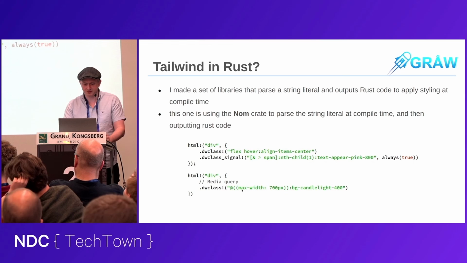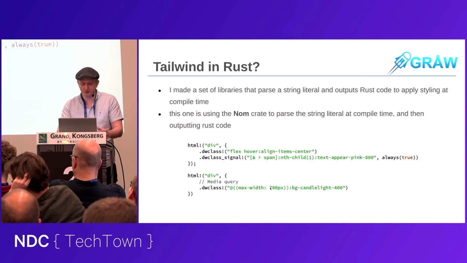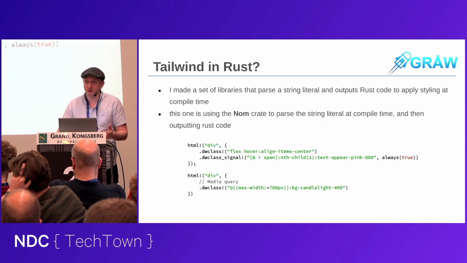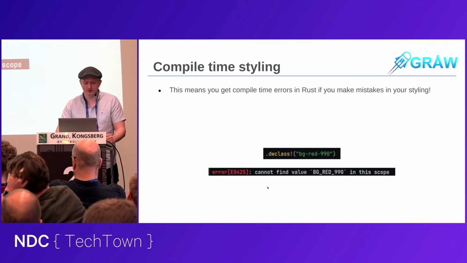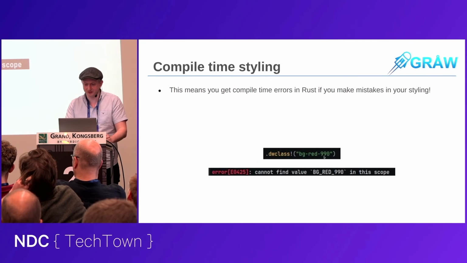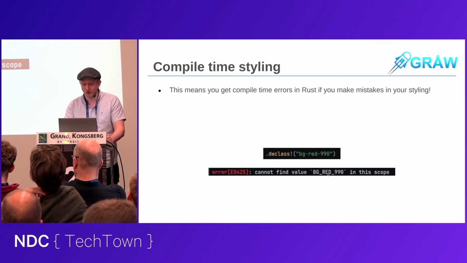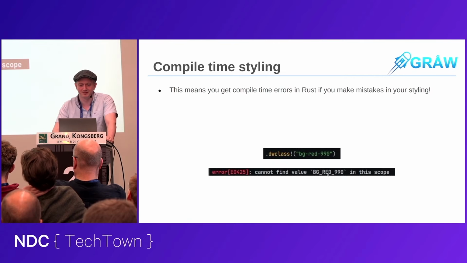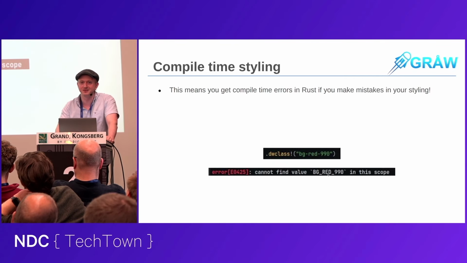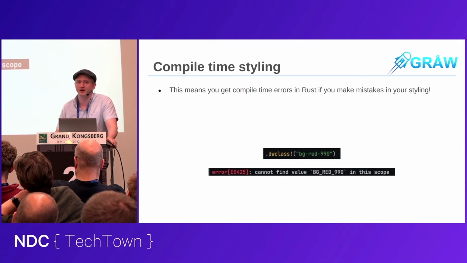So all of these fancy media queries, etc. Here, if you mistype that, it fails compile time for your front end, and then it tells you, bg-red-990 doesn't exist, you moron. And believe me, if you have worked with styling, this is a real problem. You have typos or make mistakes in CSS, and they are nowhere to be seen. They just silently exist.